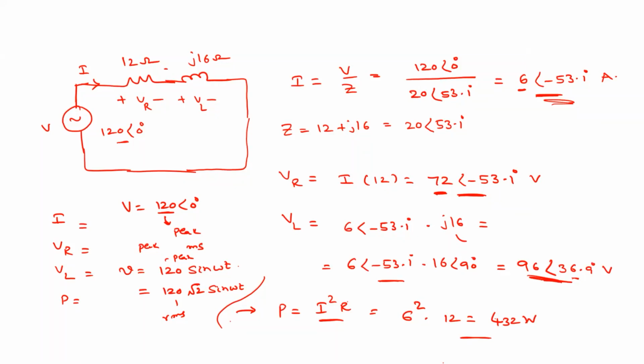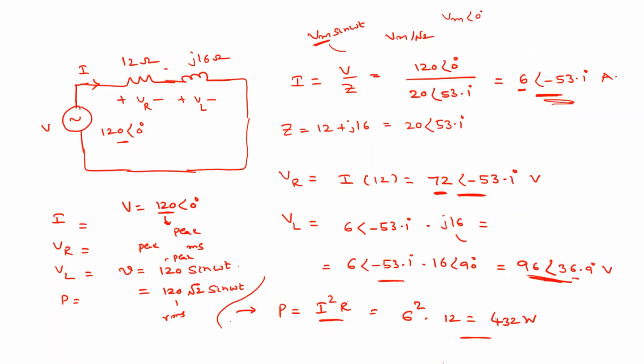For example, Vm sine omega t is something like this, right? This is the peak value, and its RMS value is Vm by root 2. So this can be written as Vm at an angle 0 degrees, or Vm by root 2 at an angle 0 degrees.